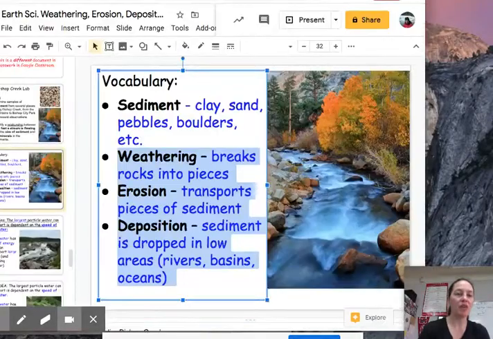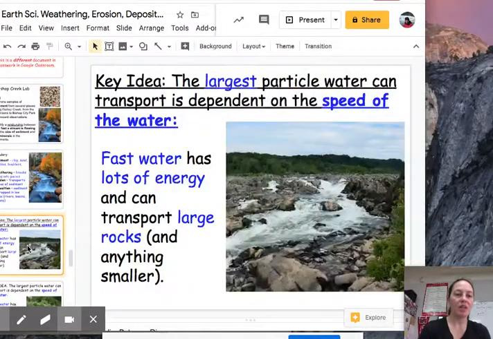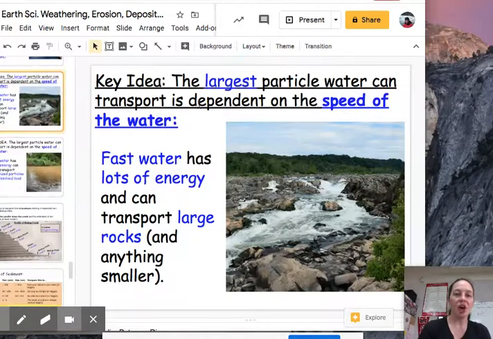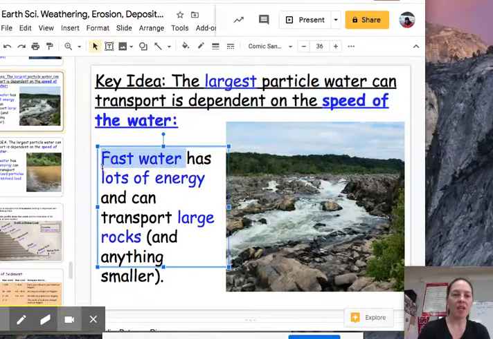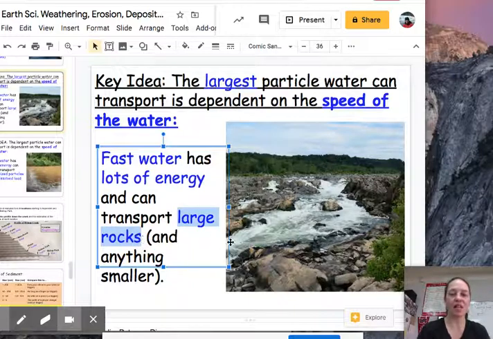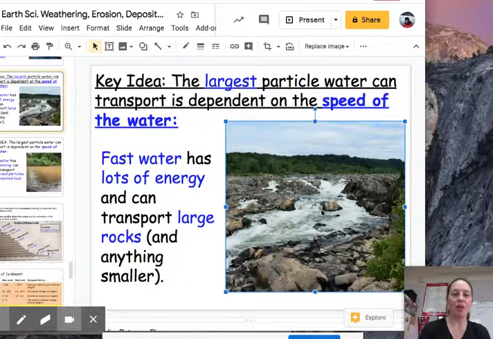So going back to our key ideas here from yesterday, we said that the largest particle that water can transport depends on the speed of the water. Fast water has lots of energy, and it can transport large rocks as well as anything smaller. This is showing the Potomac River in New York. You can see it's moving really fast, and it's able to move boulders as well as anything smaller than that.